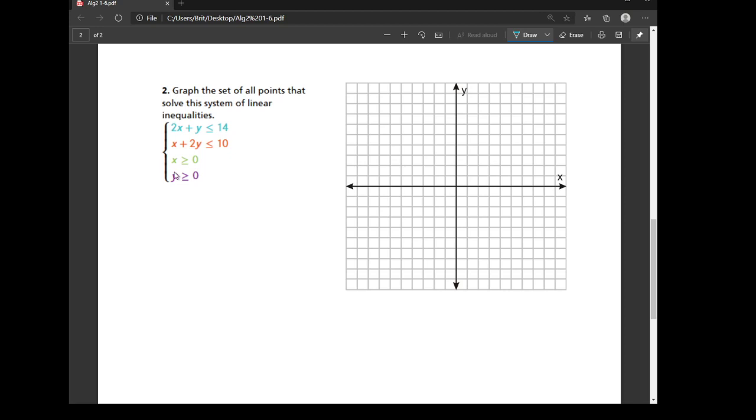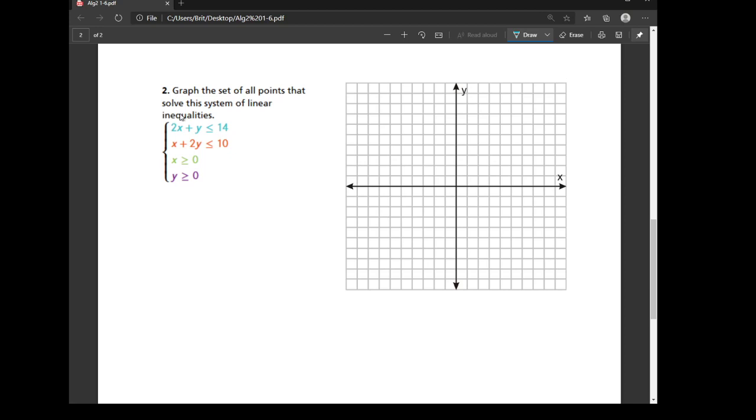So we have 4 inequalities that I want to put on the same graph, okay? And what we are looking for is any points that satisfy all 4 of these, okay? So what I'm going to do is go through and graph each of these one at a time. And then by the end of it, I'm going to have a range of values, okay?